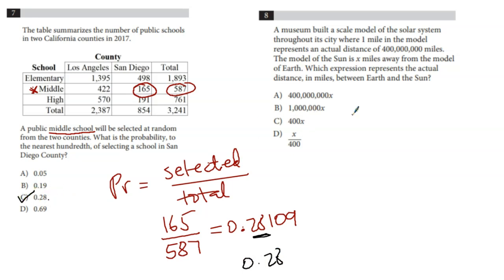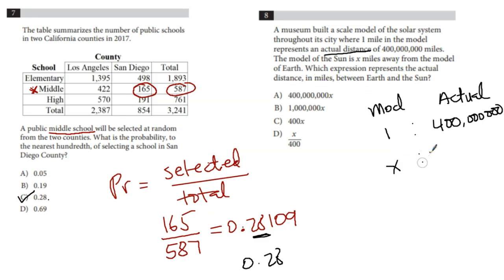Question number 8. A museum built a scale model. So you got the model where the distance is 1 mile. So 1 mile represents the actual distance. So the actual 1 mile is to 400 million miles. Which of the expressions represents the actual distance in miles? Here, the model of the sun is x. So if we have x here from the earth, which represents the actual distance, it's just going to be 400 million x. You just multiply by that, so that you don't divide, you multiply so that you can get the actual.